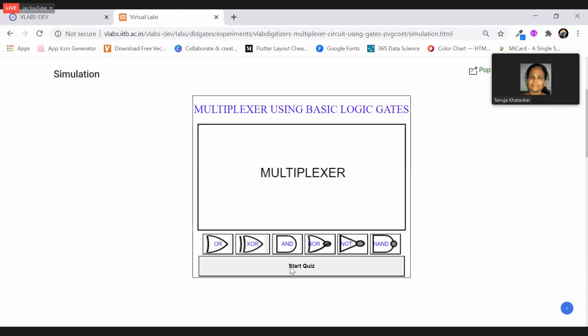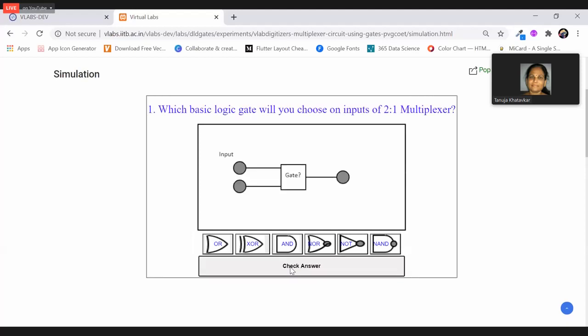And there comes the first question: which basic logic gate will you choose on inputs of a 2:1 multiplexer? I'm trying to check whether the student knows the concept behind it, and then he's going to answer that question. She gives a correct answer, says AND gate, and submits. Yes, that is correct. Hence, it's gone green. Go to the next question.